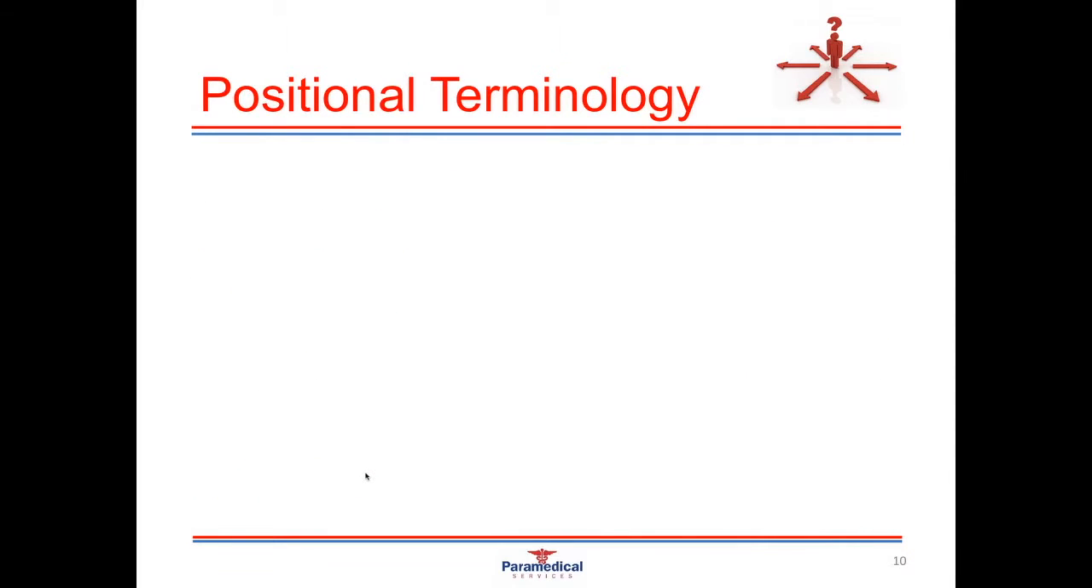Now we're going to have a look at some positional terminology. So it's very important to have a good understanding of this, again, because it helps you to document effectively and also to relay information to other medical experts efficiently. So the first few words we're going to have a look at is the position that a body or a person can be in, either when we find them on a scene or the position that we place them in to help with that medical condition.